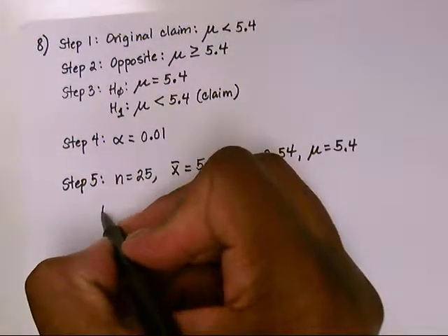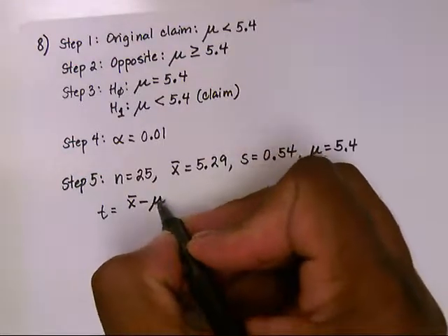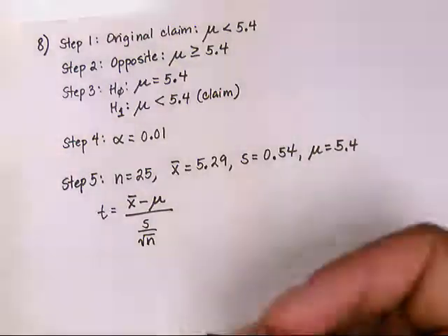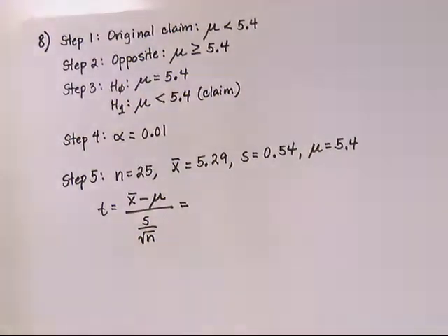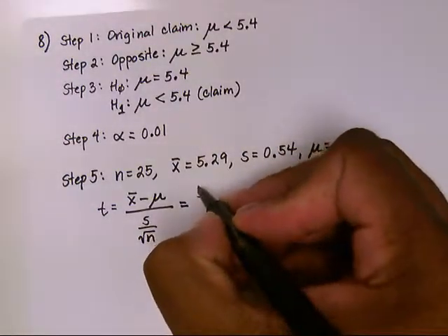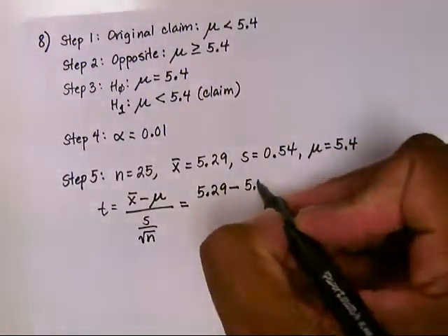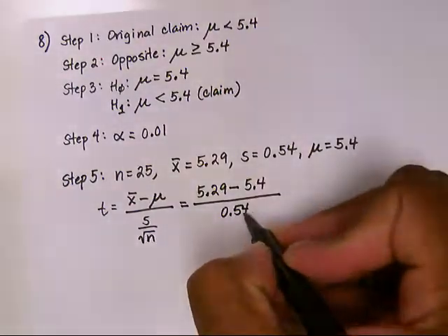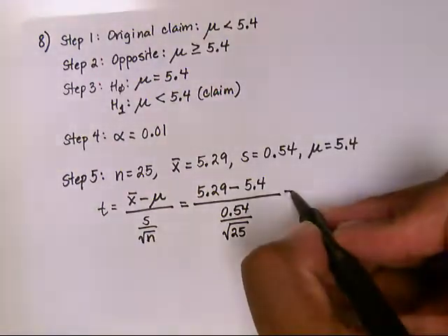So my test statistic for a population mean is going to be t is equal to x bar minus mu, divided by s over the square root of n. So here x bar is 5.29, minus mu, that's 5.4, all divided by s, which would be 0.54, over the square root of n. And n is 25, so it'll be the square root of 25.